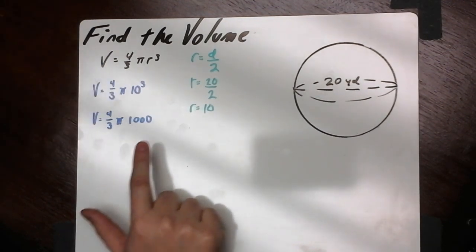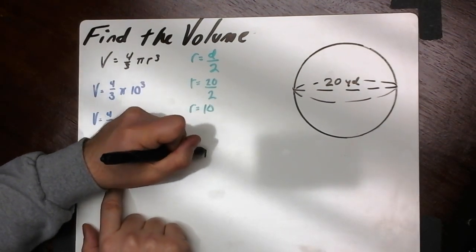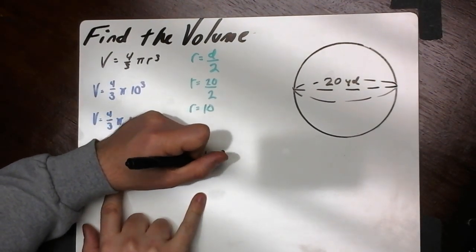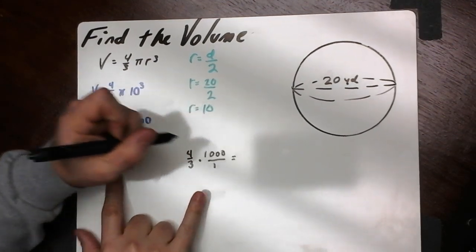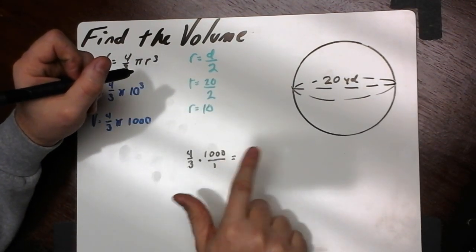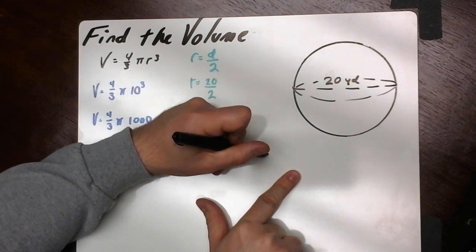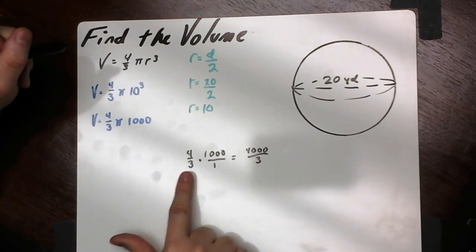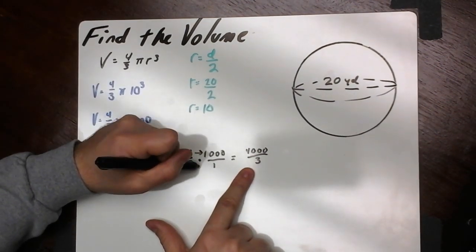Well, let's do that off to the side here. I'm going to do that with this black marker. 1,000 over 1 times 4/3. If you're wondering why I'm pushing this so hard, it's just because a lot of you guys struggle with numbers. This is how we get past that struggle. We do things like this, and then over time, this gets easier.